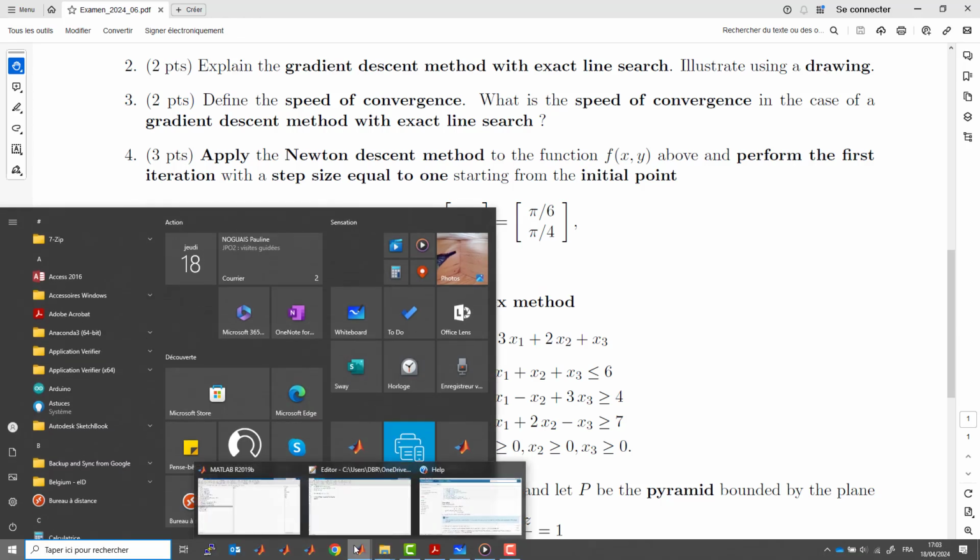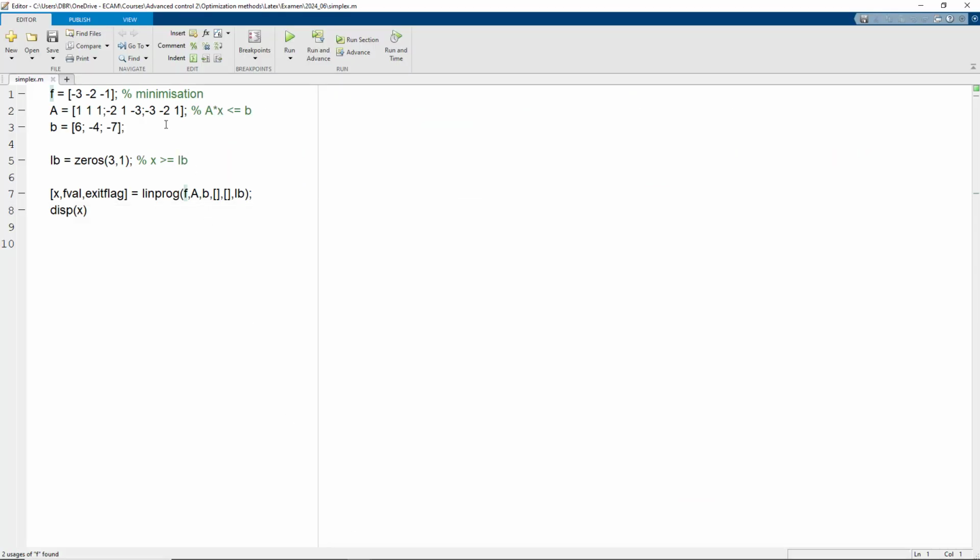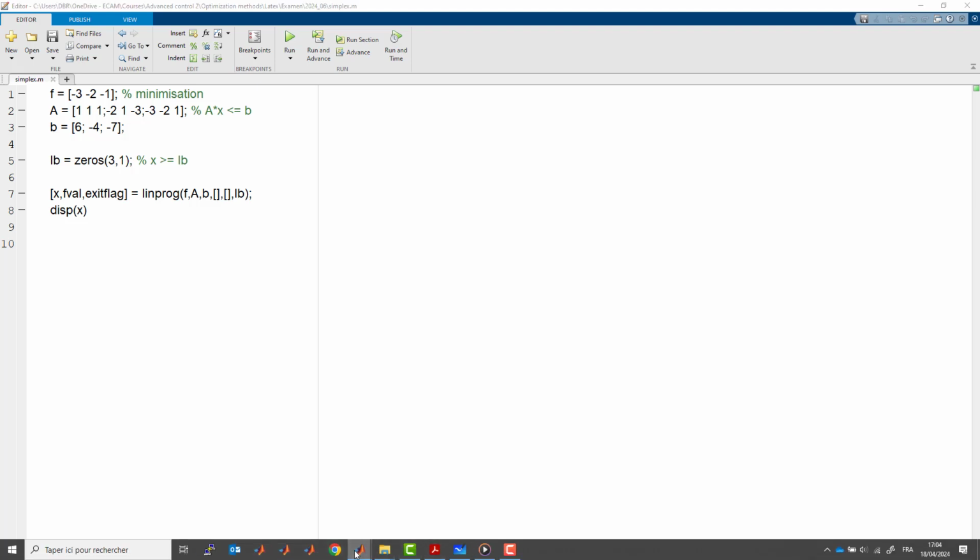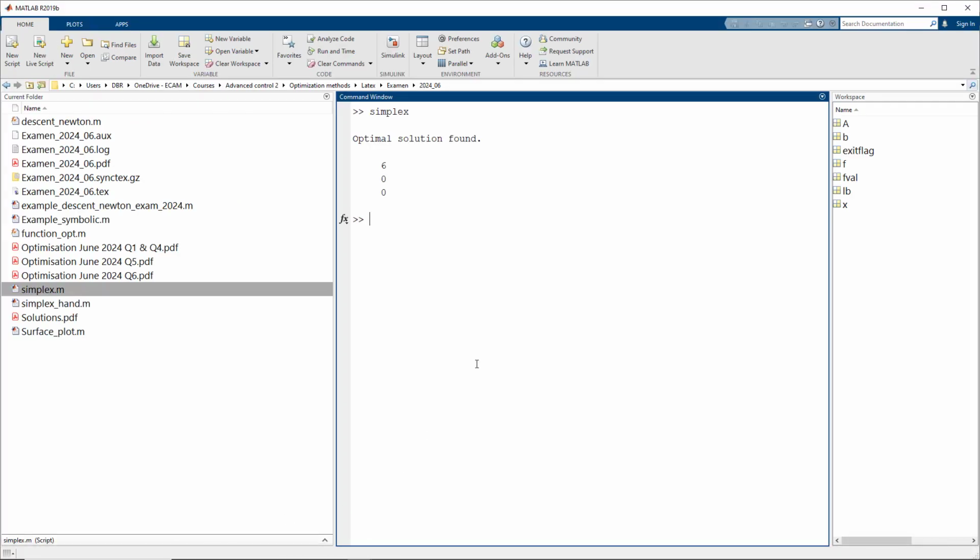If we have a look at this MATLAB function, here we have our minimization problem. Here we have our A matrix. See that we have in the last two equations multiplied by -1, so the coefficients have changed sign, and this is the case also in the b term, right? And here are the lower bounds, and if you use this linprog MATLAB function, you end up with a result that is exactly what we have found.